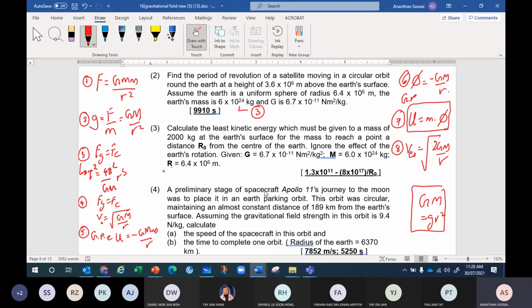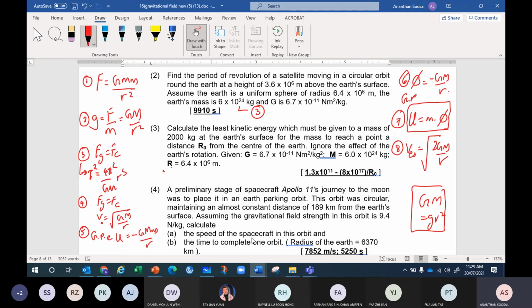A preliminary stage of the Apollo spacecraft journey to the moon was to place it in an Earth parking orbit. This orbit was circular, like a satellite parking orbit, maintaining almost a constant distance about 189 km from the Earth's surface, assuming the gravitational field strength is 9.4 newtons per kg at that height. About 189 km away from the Earth's surface, the small g is found to be 9.4.